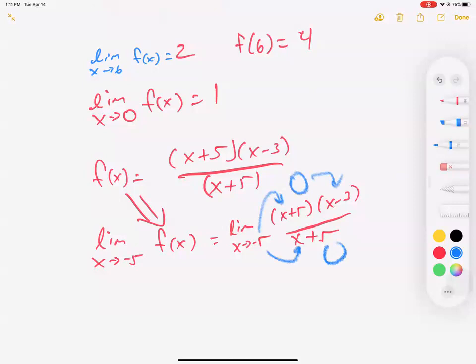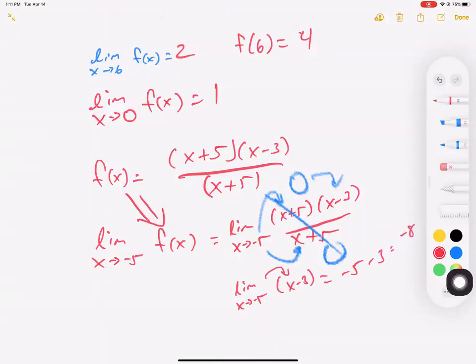So what you always first do is reduce, like we did when we found holes. Reduce the problem. We're left with the limit as x approaches negative 5 of x minus 3. And now we can plug in. And we're left with negative 5 minus 3 is negative 8. And good job, Andrew. And that's really what a limit is. It's as simple as algebra 2, reducing and then replugging it back in.